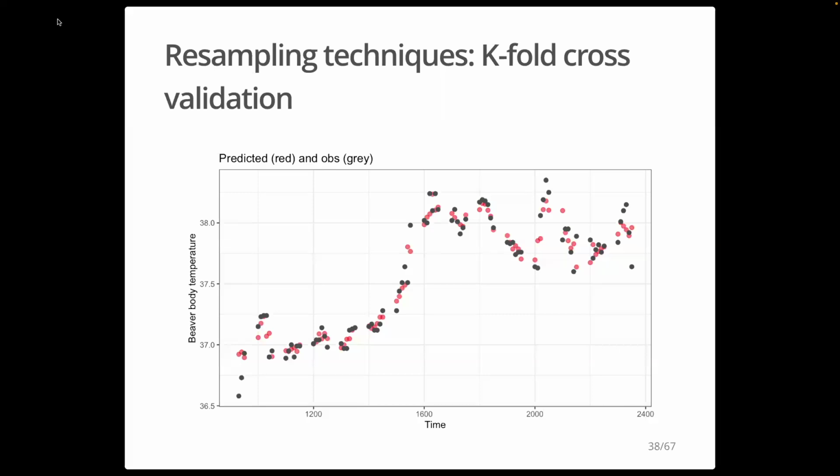So this is what it looks like. Our black represents our original observed data. The predicted represents predictions from that 5-fold cross-validation. In general, this looks like we get a really good fit, really good agreement between these two.